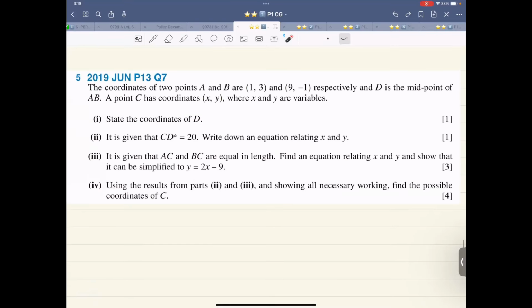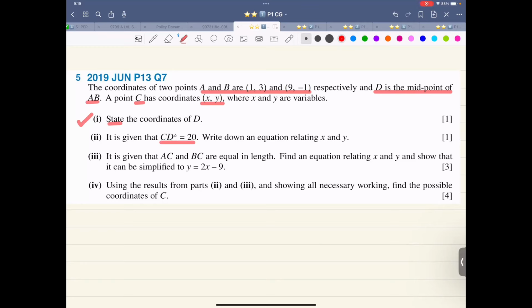Let's look at this question. So now the question is, all these questions are from the past papers. Just go through this particular question and I'll underline these. It says the coordinates of 2 points are such and such respectively. D is the midpoint of AB. A point C has coordinates x, y, where x and y are variables. State the coordinates of D. That means it is so obvious that there is minimum calculation.